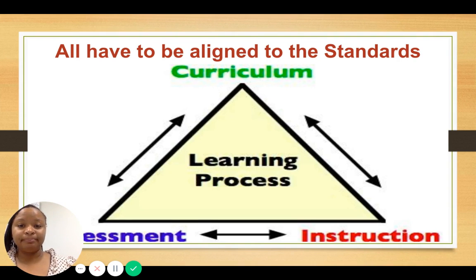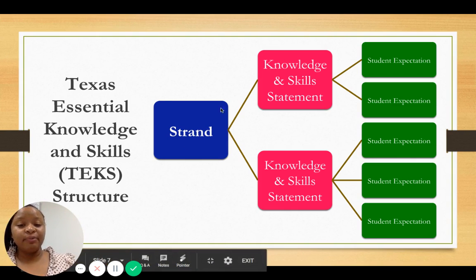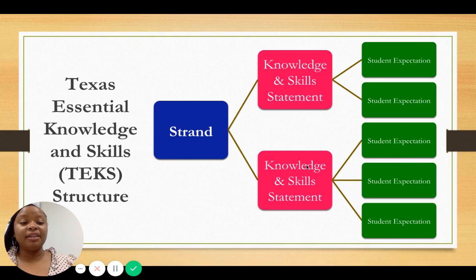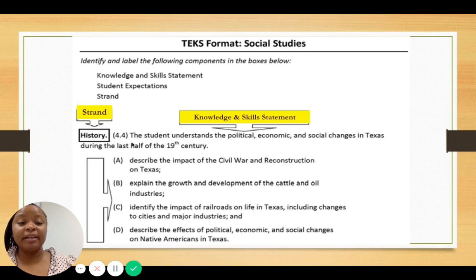learning process. Now, TEKS are broken down into 3 components. There's the strand, which is the most general aspect of the TEKS. You have the knowledge and skill statements, and you also have the student expectation. And it looks like this. The strand is here. It's history. It's 4th grade history. My knowledge and skill statement is this general statement here. In this case, it is: the student understands the political, economic, and social changes in Texas during the last half of the 19th century. That is very broad.